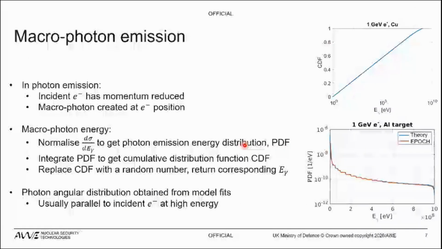When a photon is emitted by this code, we don't just plug that into the EPOCH field solver, because that tracks photons with wavelengths of a few microns, whereas these X-rays will have wavelengths of nanometers, 10 to the minus 10, really small wavelengths. You can't create a grid which can track those, so instead we treat them as different particles. If an incident electron emits a photon, that macro photon has the same weight of the incident electron, and the incident electron is recoiled to conserve energy.